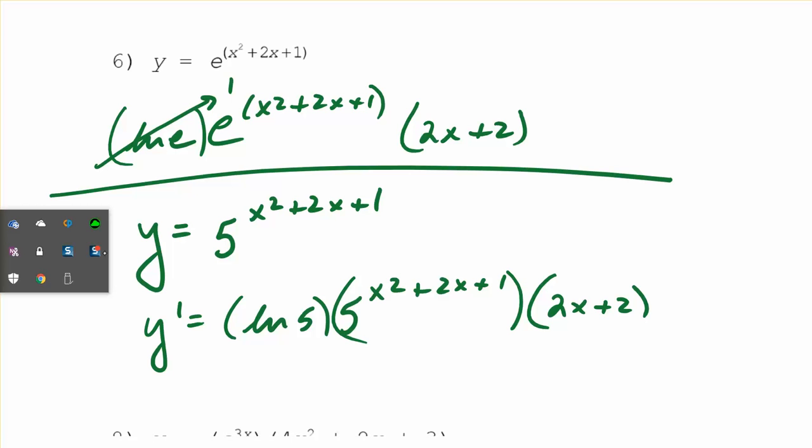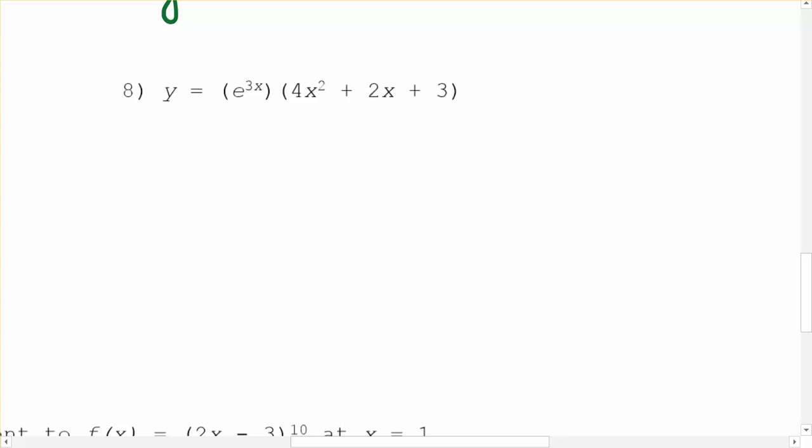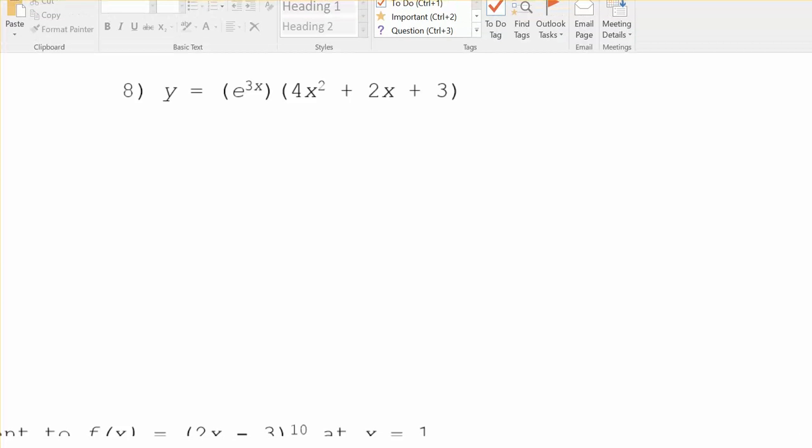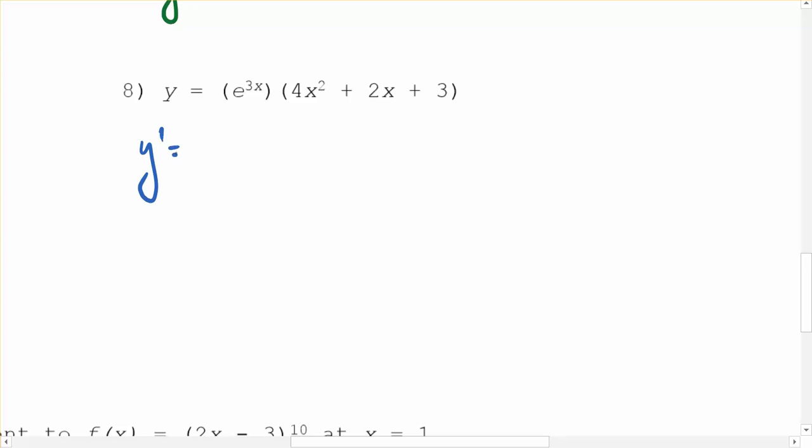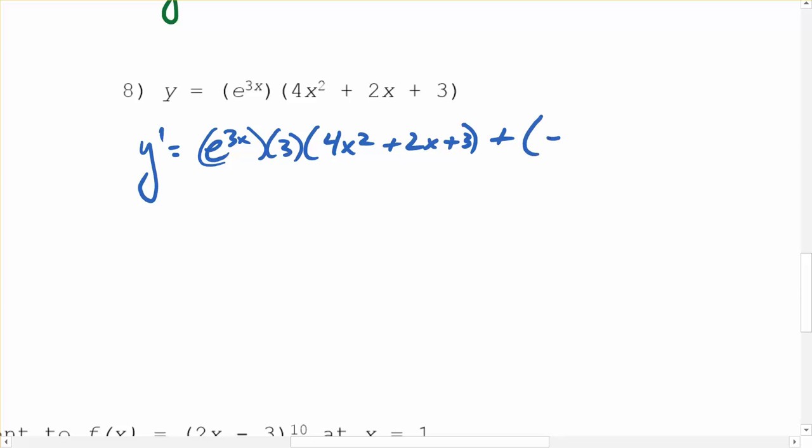Let's practice the derivative of the first times the second. What's the first function in this case? What's the derivative of e to the 3x? E to the 3x times 3, and then you don't touch the second function. Plus the same function, but then you do the derivative of the second. What's the derivative of the second, Chris?